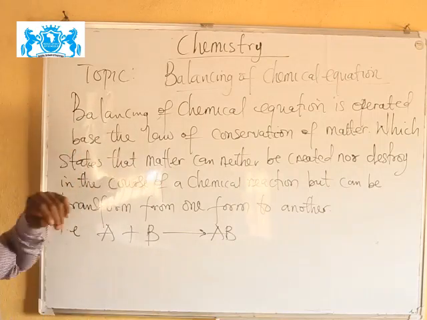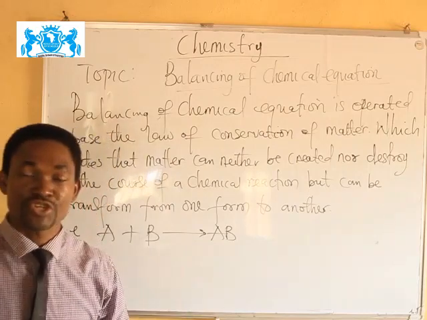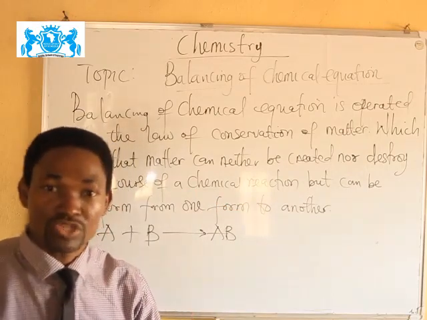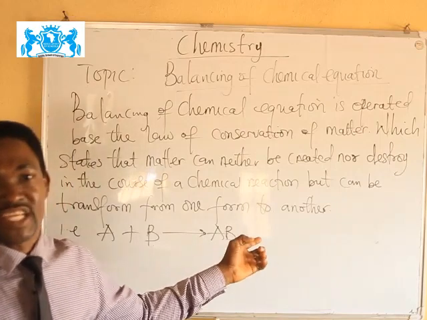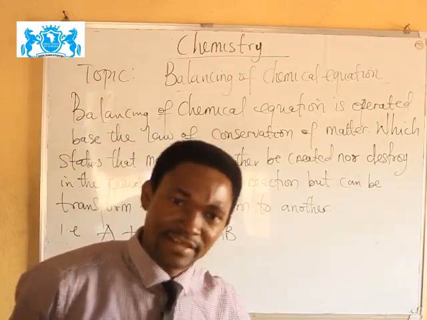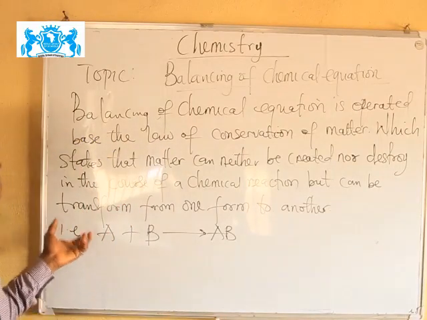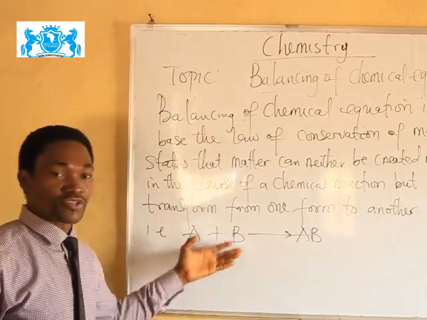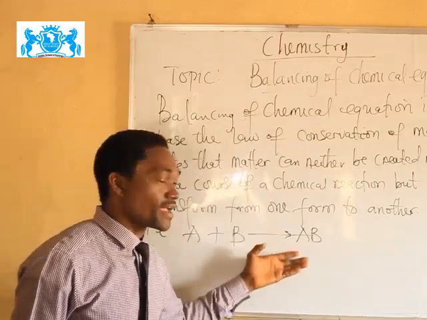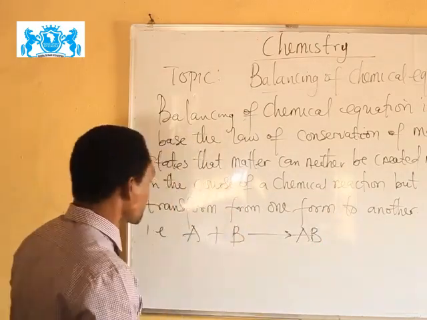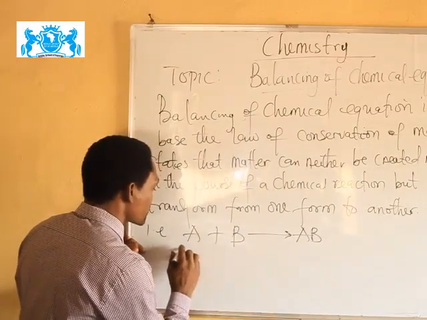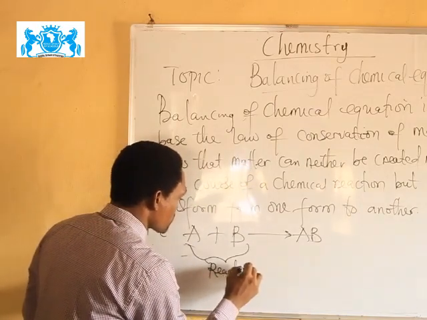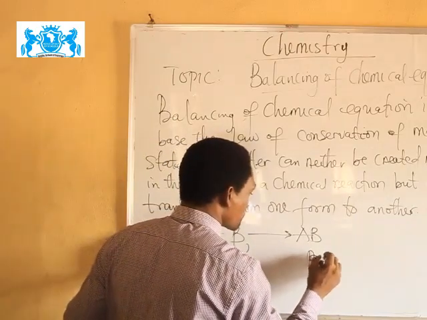Now, this balancing of chemical equations is based on the law of conservation of matter, which states that matter can neither be created nor destroyed during the course of a chemical reaction, but can be transformed from one form to another. So, just like you see on the board, when reactant A plus reactant B combine, they give us the product AB. These two represent reactants, and AB represents the products.